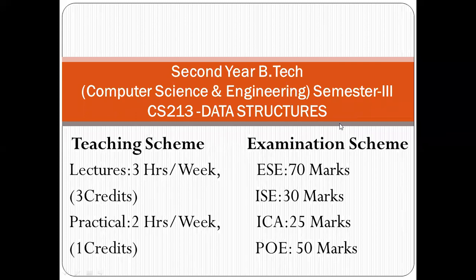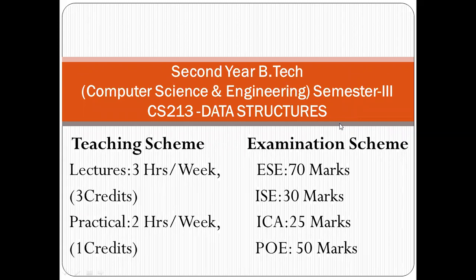Now ICA, that is the term work of 25 marks. We'll discuss how the 25 marks are given to you. After that, POE, the practical oral examination. For this subject, data structure, the practical oral exam is of 50 marks. An external examiner will come and your external exam will be conducted, right? After completion of all the practicals, before your theory exam, this POE exam will be conducted.